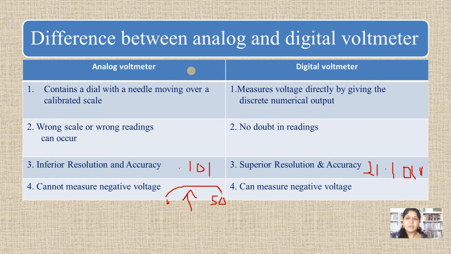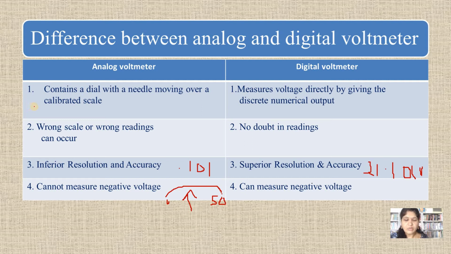Another difference between the analog voltmeter and the digital voltmeter is that the digital voltmeter will not be damaged if the instrument falls from the table, but in an analog meter, if it falls from the table, it is going to be damaged because the scale will be disturbed, and also the scale has a glass over it, so that glass will be broken.